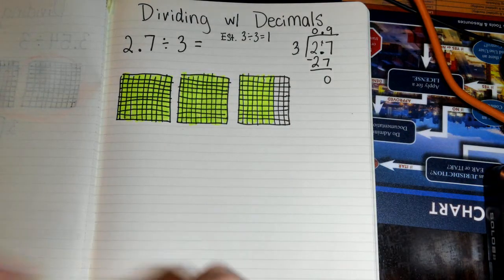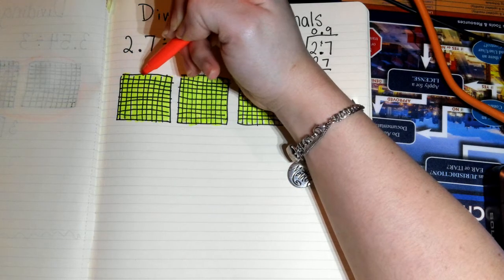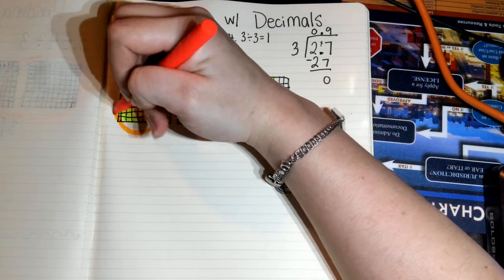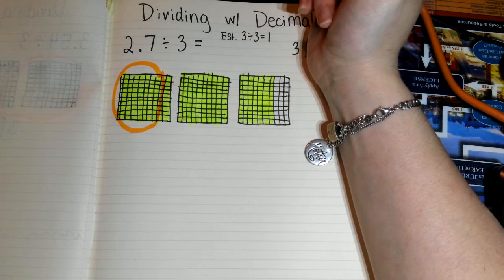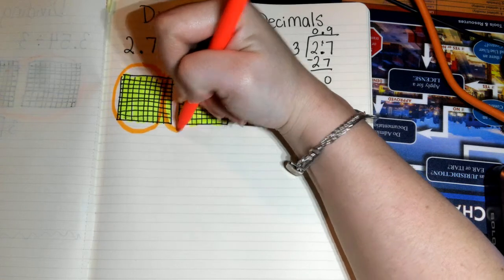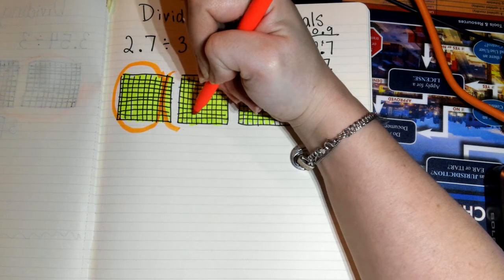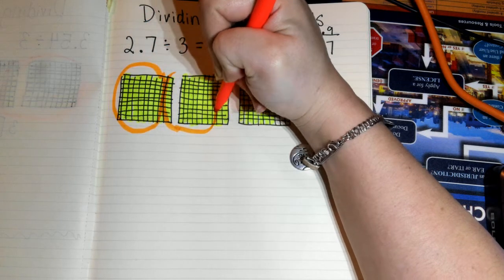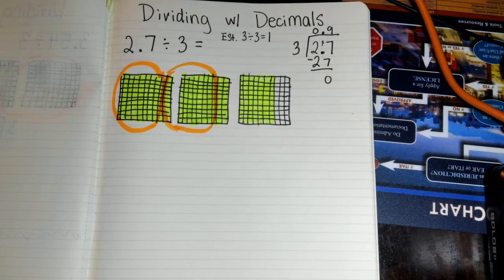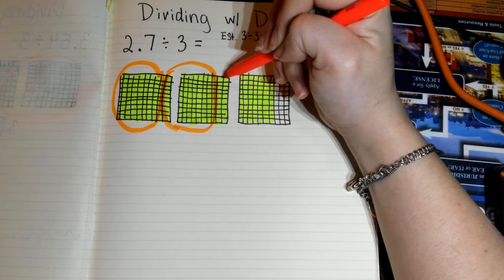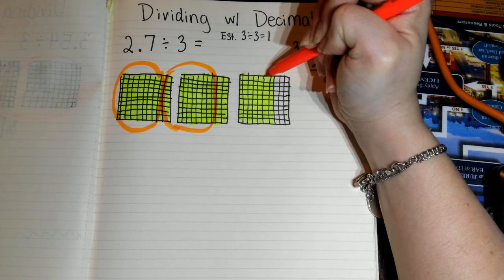So maybe I'll use a different color. 9/10 would be 1, 2, 3, 4, 5, 6, 7, 8, 9. It would go right about there. So there's one group. And there's 1/10. 1, 2, 3, 4, 5, 6, 7, 8, 9. So now I would go to right about there. That's my second group. And now my final group. 1, 2, 3, 4, 5, 6, 7, 8, 9.